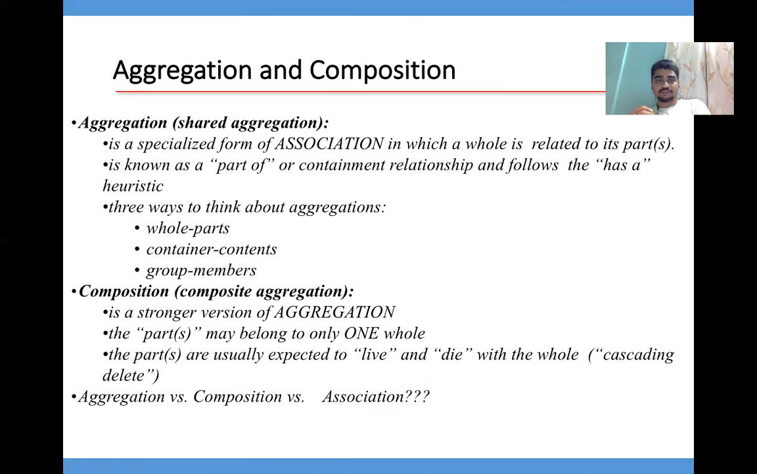Now, aggregation and composition. Aggregation is a shared aggregation. It's a specialized form of association in which a whole is related to its parts. Mostly this is called a has-a heuristic. There are three ways to think about aggregation: whole-parts, container-contents, and group-members. Composition is a stronger version of aggregation, where the parts may belong to only one whole. The parts are usually expected to live or die with the whole. So association, aggregation, and composition are three different forms.